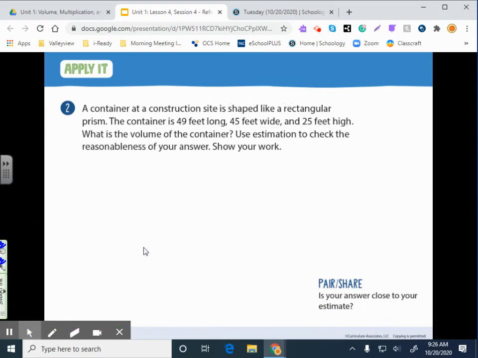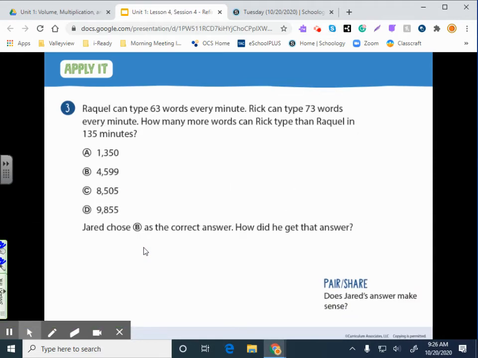All right, let's look at question 3. Question 3 looks daunting, but I can show you an easier way to do it. Raquel can type 63 words per minute every minute. Rick can type 73 words every minute. Good for you, Rick. How many more words can Rick type than Raquel in 135 minutes?